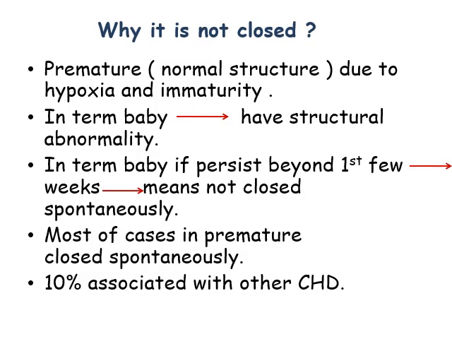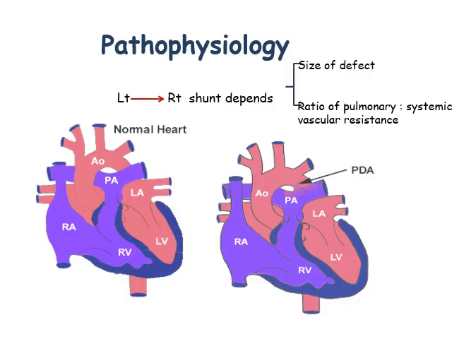Why is it not closed? In premature babies the structure is normal, and it stays open due to hypoxia and immaturity. In term babies, PDA has a structural abnormality. In term babies, it persists beyond the first few weeks, meaning it does not close spontaneously. Most of the cases in premature babies close spontaneously. 10% are associated with other congenital heart disease.